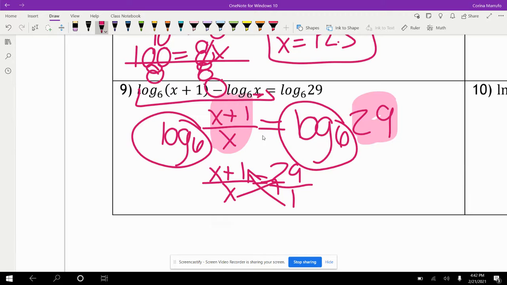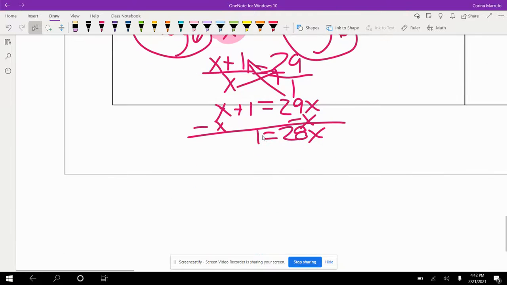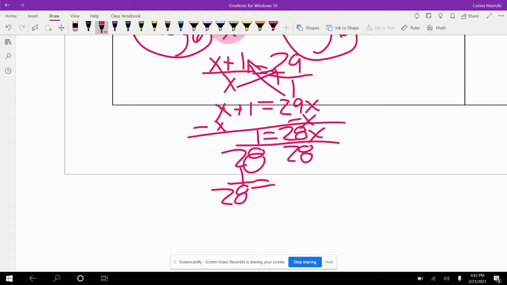So 1 times x plus 1 is just x plus 1 equals 29 times x is 29x. And then I'm going to go ahead and move this x to the other side by subtracting, and we get 1 equals 29 minus 1x is going to give us 28x's. And then to solve for x, we're going to go ahead and divide by the 28 on both sides. And so we get 1 over 28 equals, this cancels, it's equal to x.